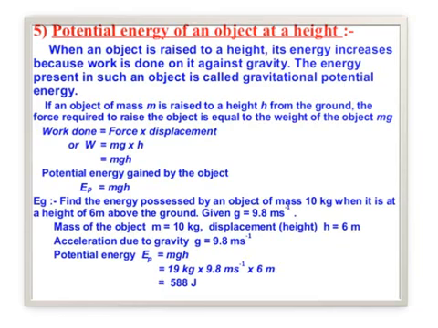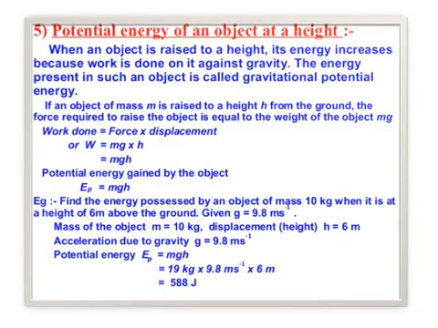Now let us look into the problem. Find the energy possessed by an object of mass 10 kilogram when it is at a height of 6 meters above the ground, given g is equal to 9.8 meter per second square. So the mass of the object is given as 10 kilogram. Displacement, that is the height, is given as 6 meters. Acceleration due to gravity g is given as 9.8 meter per second square. And we are asked to find out the energy possessed by the object.